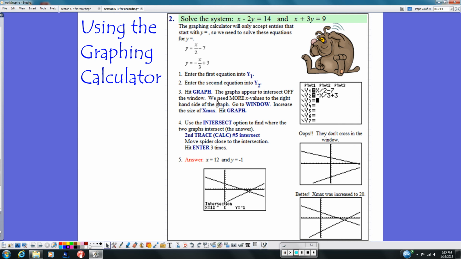We're going to change our viewing window because, again, as you notice here in this picture, we can't see the intersection point. So we change the window, and now we see where our two equations intersect. So to use the intersect option to find where they intersect, we do second, trace, and the number 5. And then again, you move the spider close to the intersection and hit enter 3 times. Your answer is x equals 12 and y equals a negative 1.